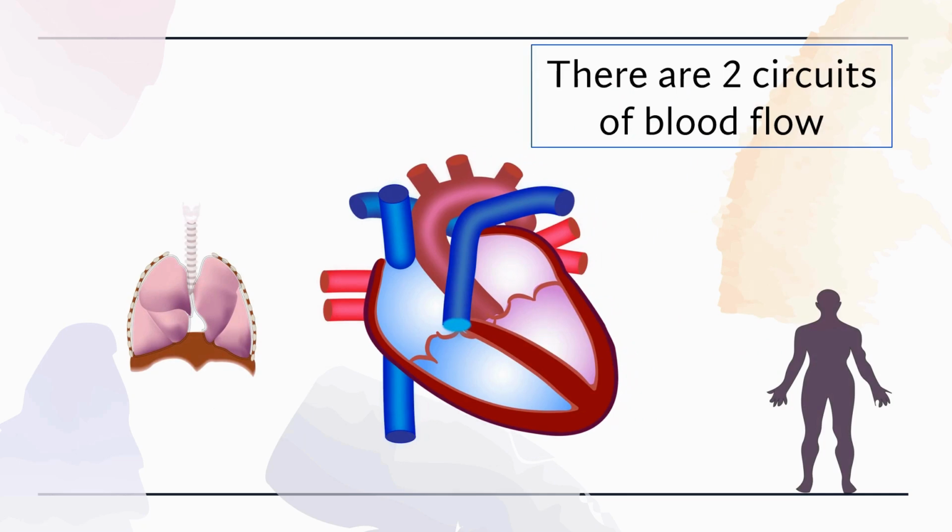Let's talk about the two circuits of blood flow. So really, I've got two pictures here. The heart is in the center, and we've got the lungs here on the left side, and we've got a picture of the human body on the right-hand side.